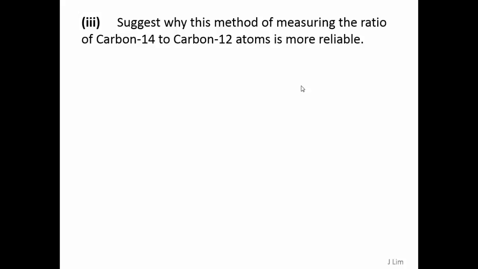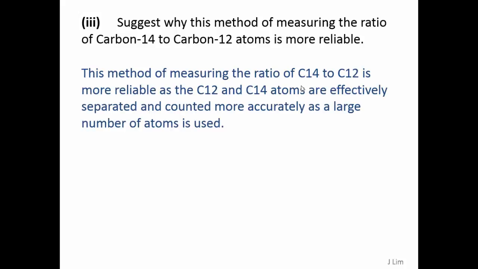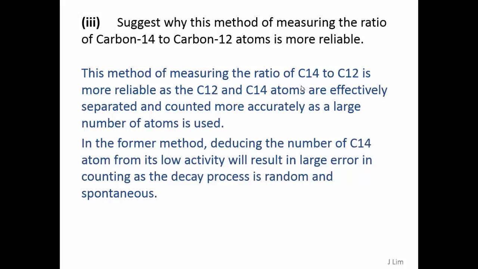Suggest why this method of measuring the ratio of carbon 14 to carbon 12 atoms is more reliable. Here, this method of measuring the ratio of carbon 14 to carbon 12 is more reliable as the carbon 12 and carbon 14 atoms are effectively separated and counted more accurately as a large number of atoms is used. In the former method, deducing the number of carbon 14 atoms from its low activity will result in large error in counting as the decay process is random and spontaneous.